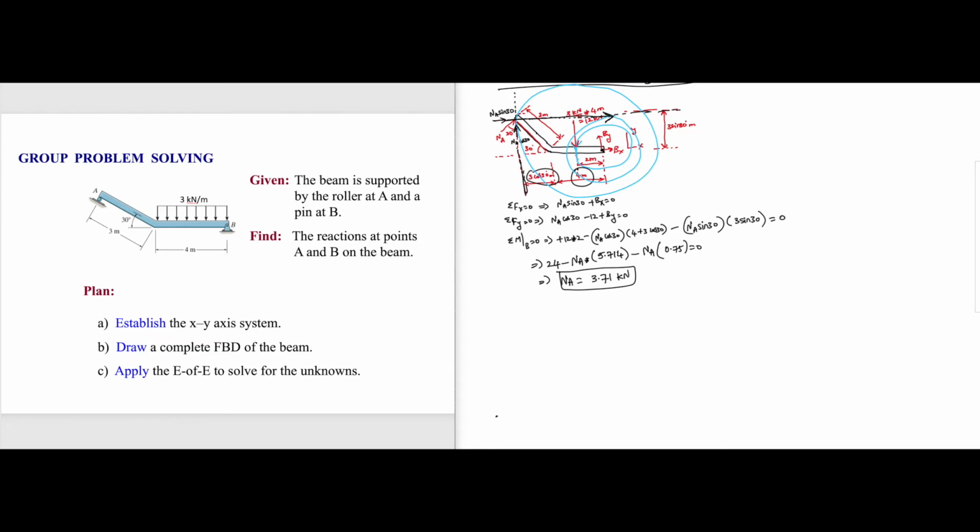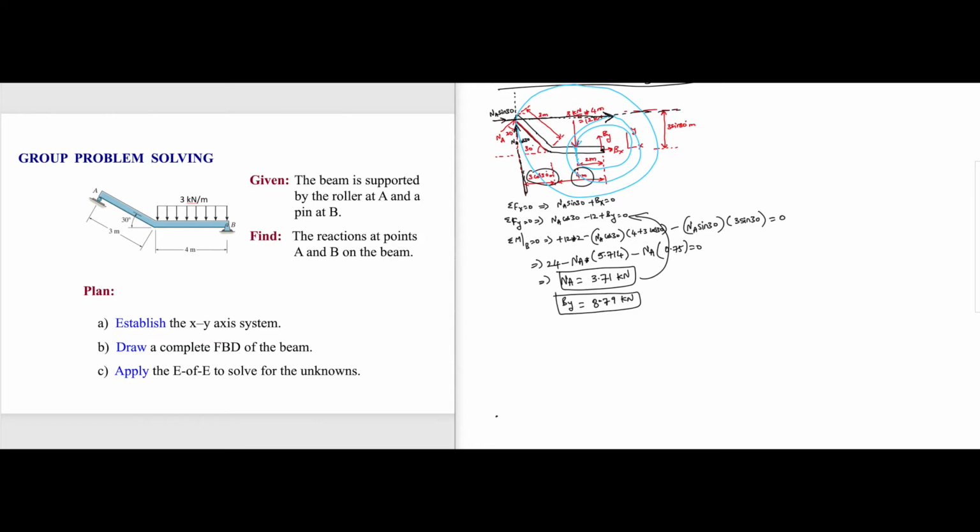Because we got NA, we can plug NA into that equation and find By. So By would be NA cos 30, so 3.71 cos 30 minus 12, times -1. So we get 8.787, so I'm going to write 8.79 kilonewton. That is By. We got NA, we got By.